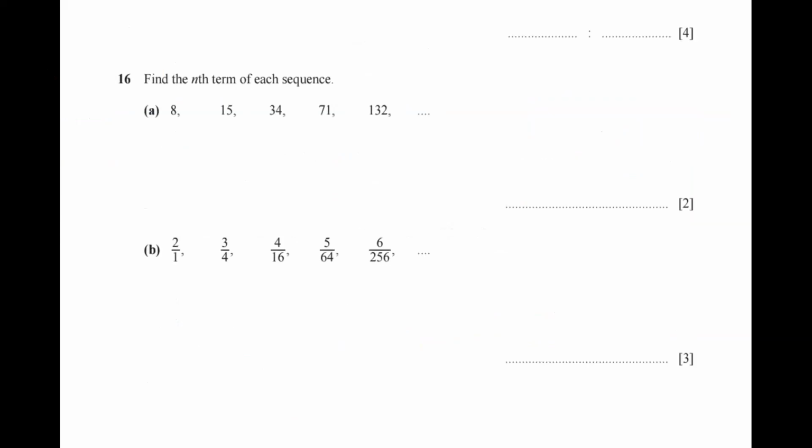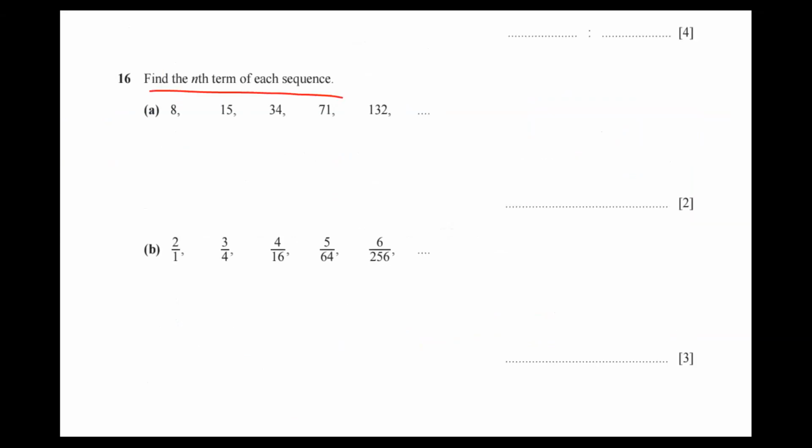Question number 16. Find the nth term. Normally, what is the technique? We just check whether it is an AP or GP or square numbers or cube numbers. Square or cube means power 2 and power 3. First, I check this: I subtracted, I got 7; 34 minus 15 gives 19. So they are not the same, so it does not look like an arithmetic progression. And if I multiply by some number, I'm not getting a constant either.